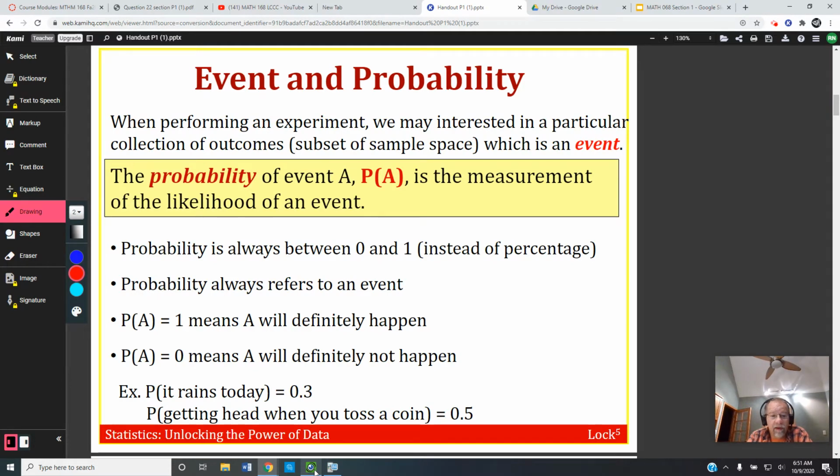Example, the probability it rains today equals 0.3, so we have less than a 0.5 chance. The probability of getting heads when you toss a coin is exactly 1/2, because a fair coin has a head and a tail.